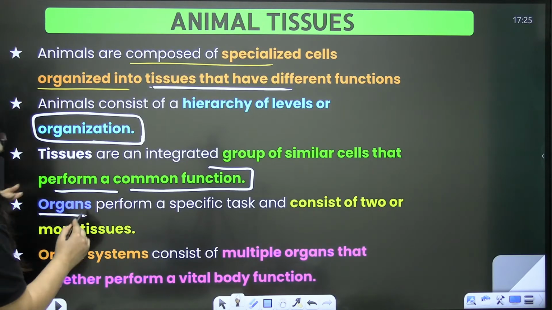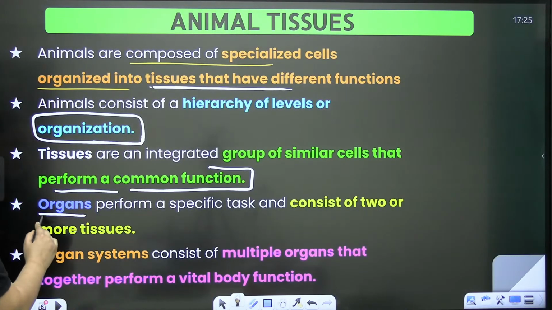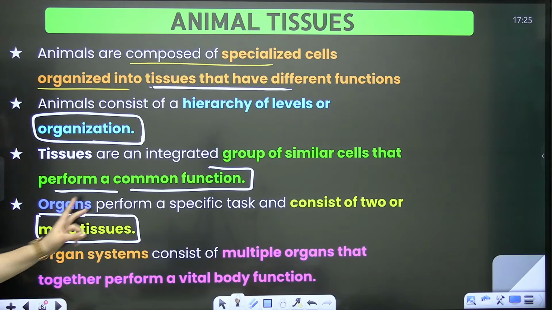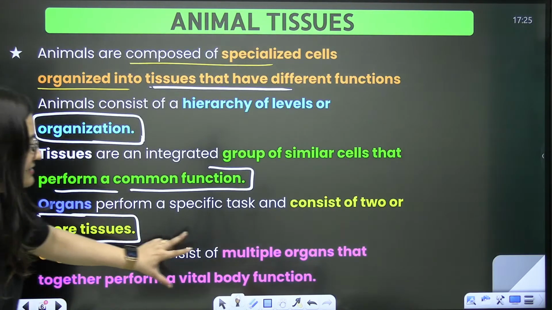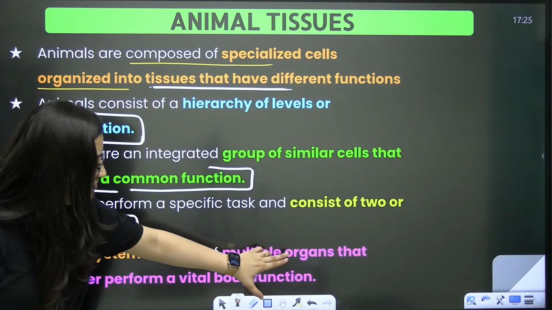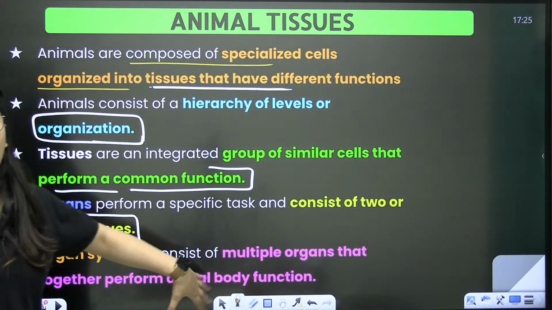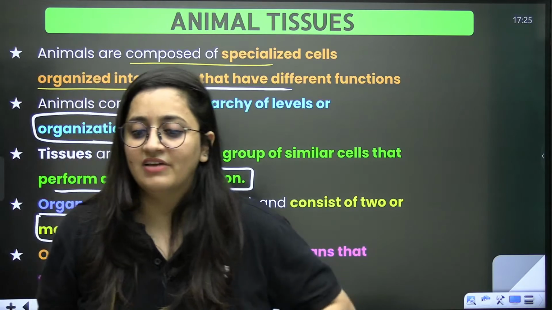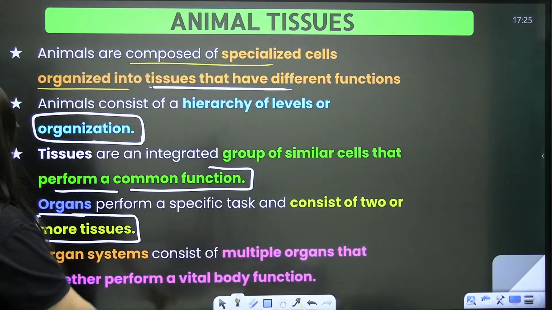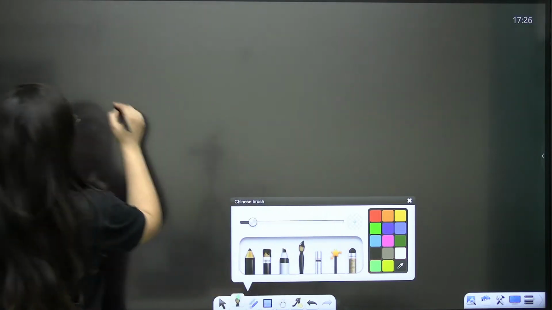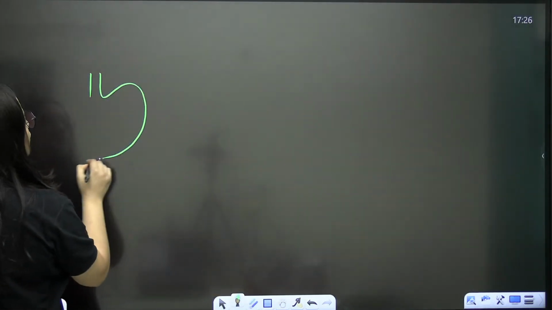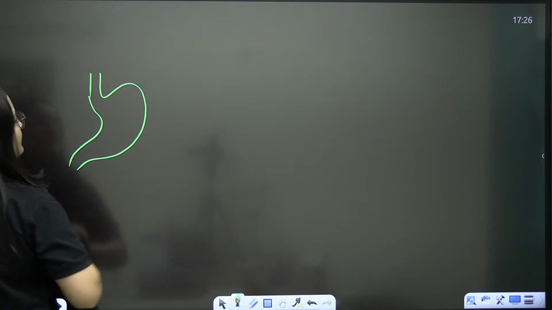Organs perform a specific task, and they contain two or more tissues. I will explain this part separately. An organ system consists of multiple organs that together perform a vital body function. So this is what I have explained so far. Now let me give you the example of the organs. You all know about the alimentary canal, isn't it?